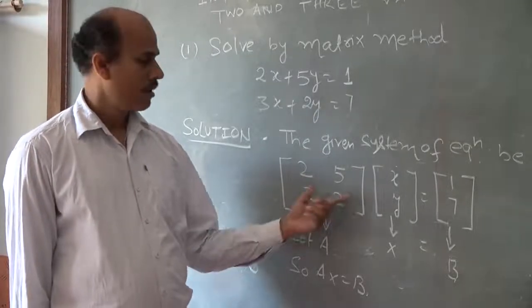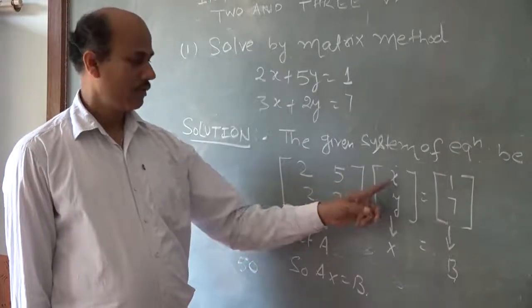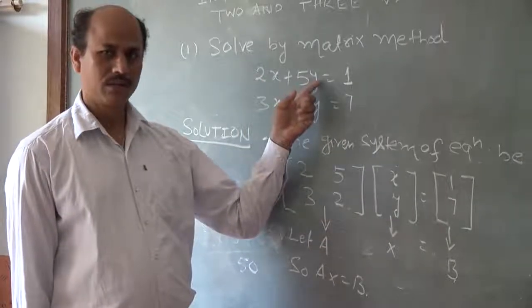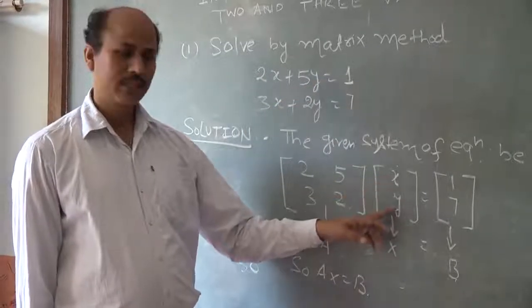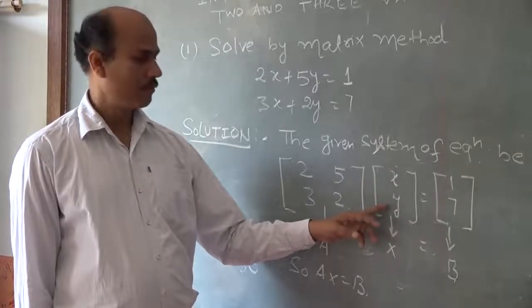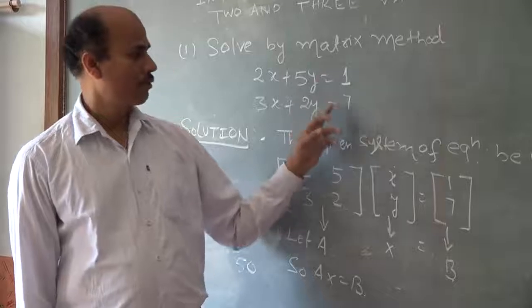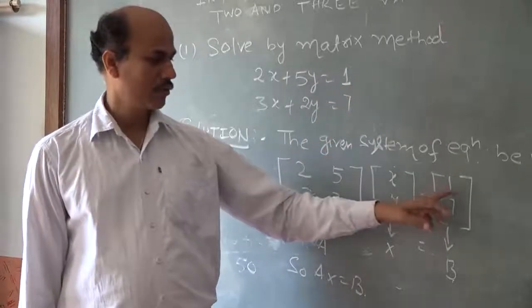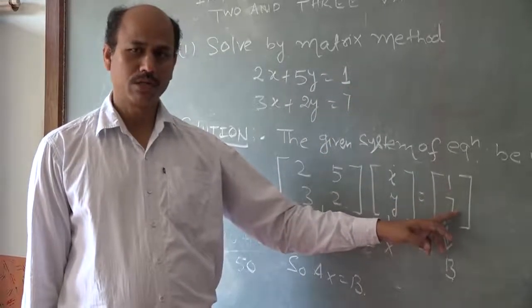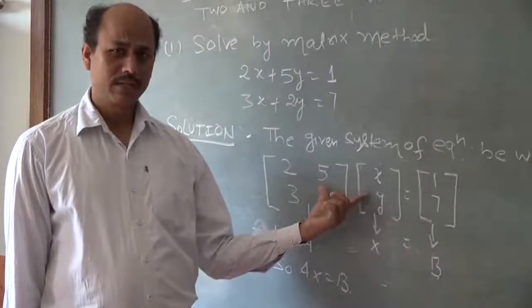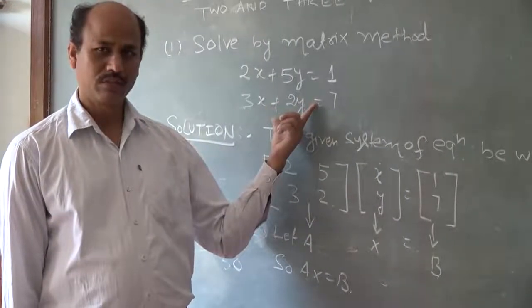Now give the multiplication sign. You have to form a column matrix, and that column matrix must have the 2 variables. The 2 variables given to you are x and y, so you write them in the form of a column matrix. Then you give the equal to sign, and after it, whatever numbers are given to you, you again write in the form of a column matrix. This is the matrix equation of these 2 equations.